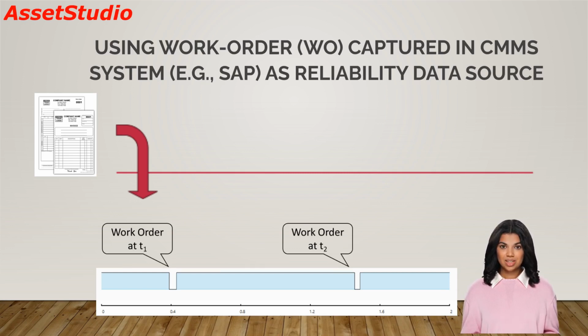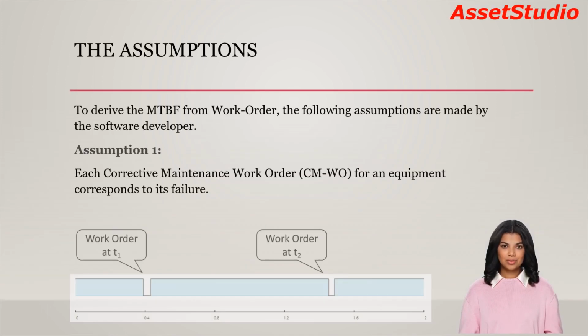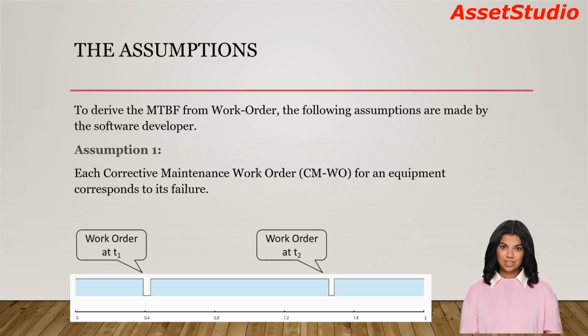First, I will state the obvious assumptions when you use work order to derive MTBF. I will then explain the issues associated with these assumptions in practice. To derive the MTBF from work order, the following assumptions are made by the software developer. Assumption 1. Each corrective maintenance work order for an equipment corresponds to its failure.